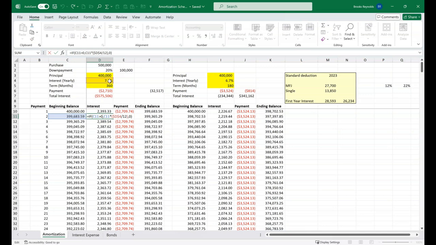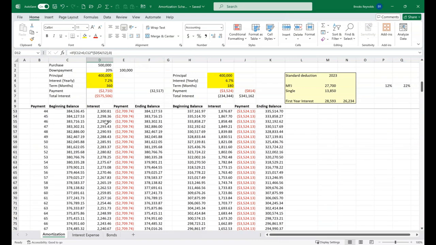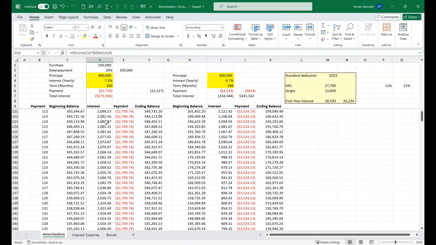This times 7.072 divided by 12 is going to be your interest. Payment stays the same. So now we have reduced it by 318. The first month was not 318, it was 316.41. So again, not much difference. And so it's going to take you 30 years, of course, to pay this off.